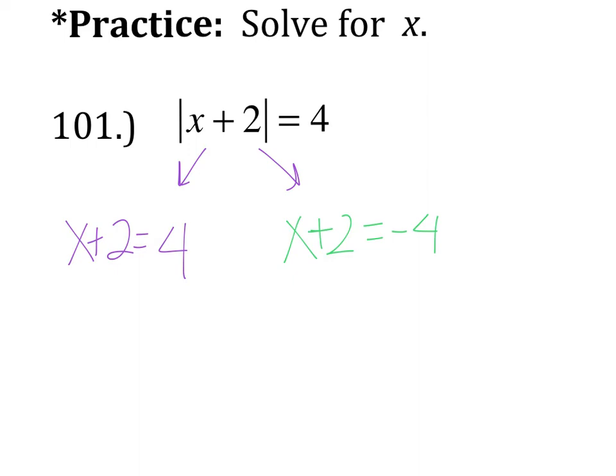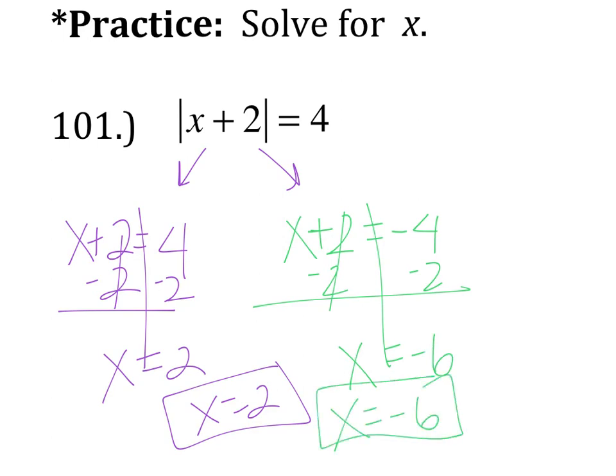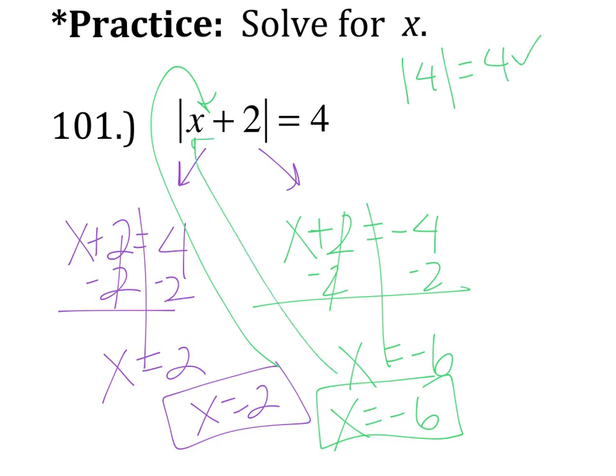So we are going to solve each one algebraically. So we'll subtract 2 to get x is equal to 2. And then we will subtract 2 on both sides over here to get x is equal to negative 6. And then we can check to make sure that it works out. If we plug 2 back in, absolute value of 2 plus 2 is absolute value of 4, which is 4. If we plug in negative 6, absolute value of negative 6 plus 2 is equal to absolute value of negative 4, which is 4.